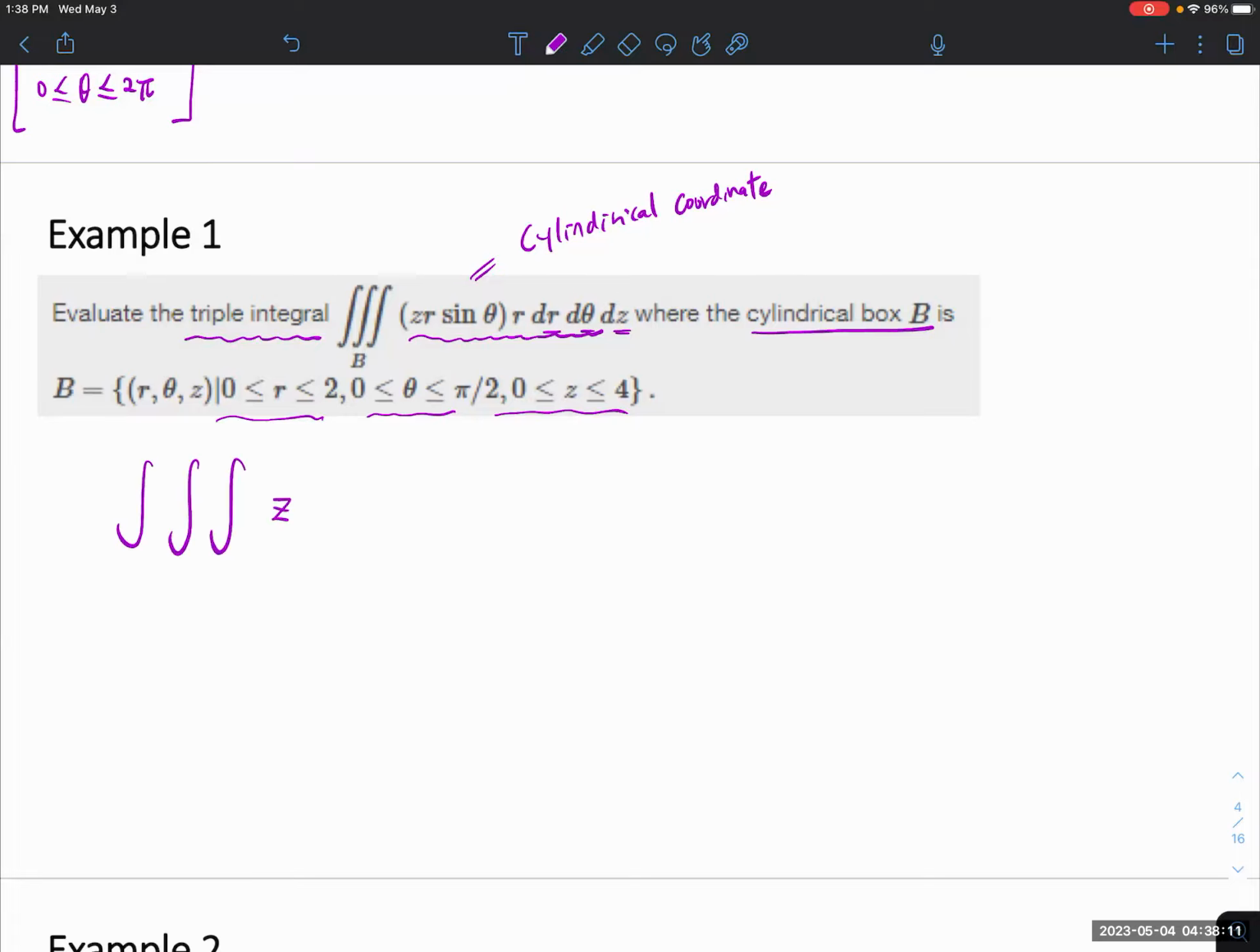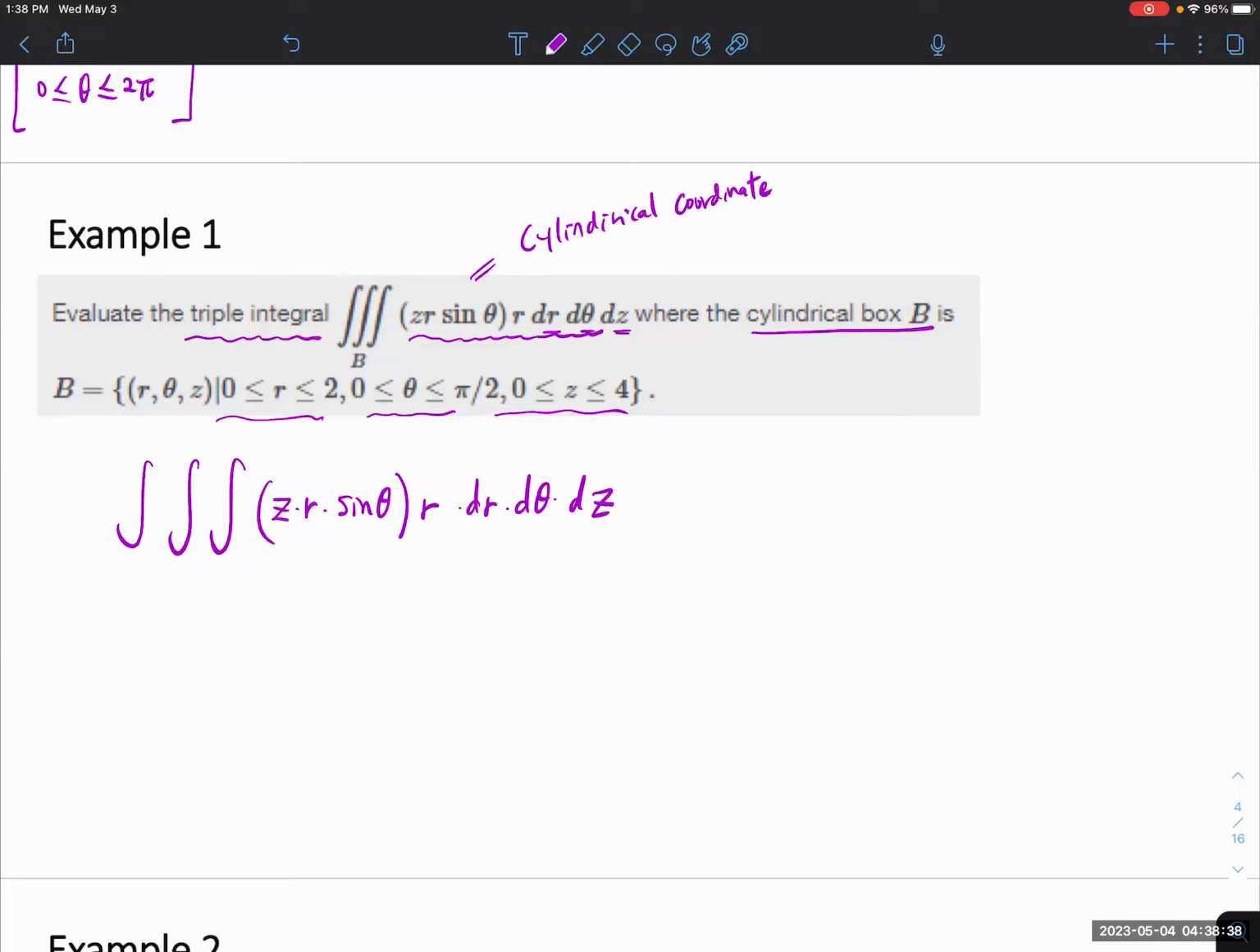The function is z times r times sine theta. And at the end, we have r dr d theta dz. So this is the order that they want to do. Again, if you want to change the order, that's okay. But then you have to change the order of the limits of the integral so that you will get the same answer. So this is the given, right?